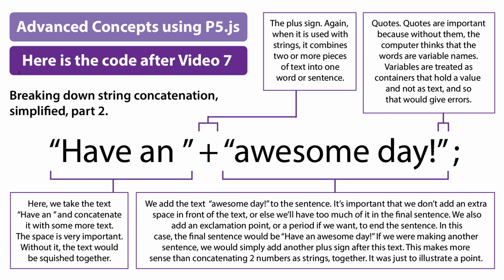If we didn't have the space, then the words would be squished together. Technically, we could put a space before the word "awesome", but we don't have to do that. It doesn't really matter how we do it. But we don't want to put too many spaces or not enough space because we want it to look like just a regular sentence. And of course, everything's got to be in quotes.